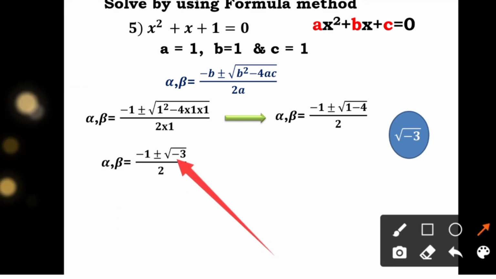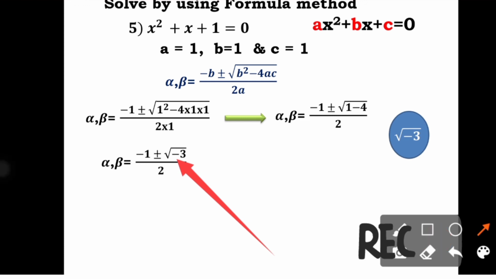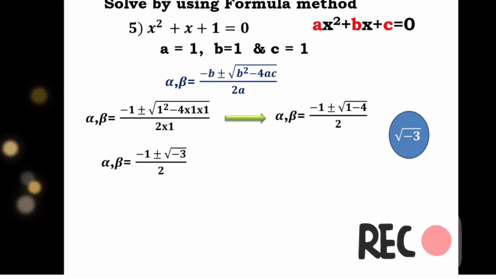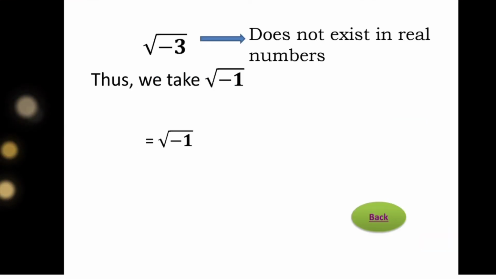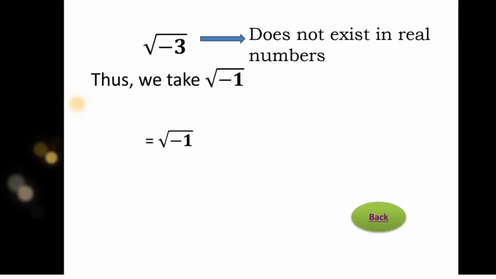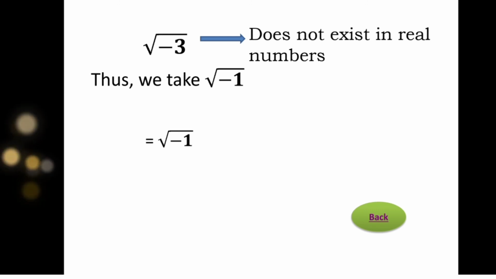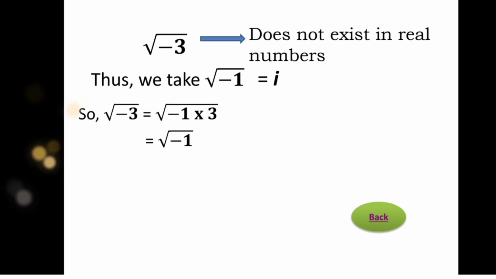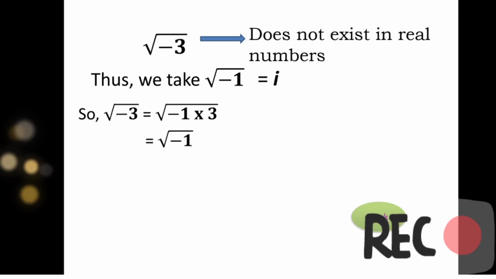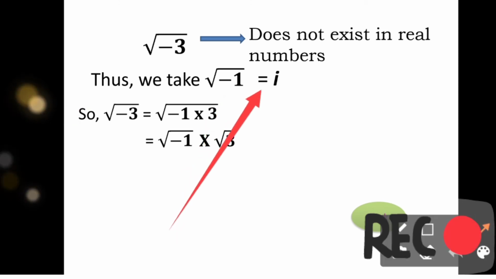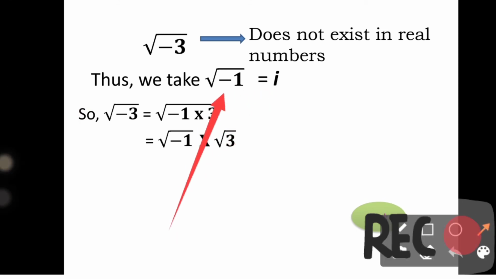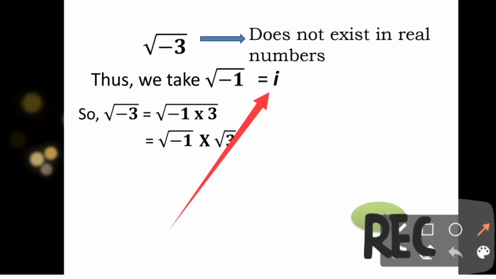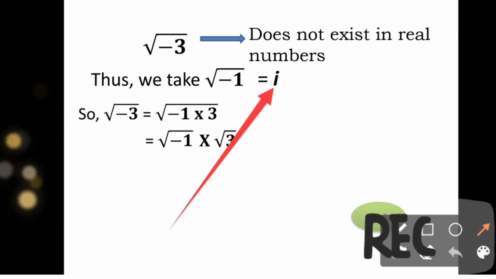Now let's try to understand, because the square root of a negative number does not exist. Before you go ahead, let's try to understand this. You can see here root of minus 3 does not exist in real numbers. So we take root of minus 1 is equal to i. The i means imaginary number. So root of minus 3 can be written as root of minus 1 into root 3. What is that? It is root of minus 1, which is nothing but i. So this will turn out to be i times root 3.